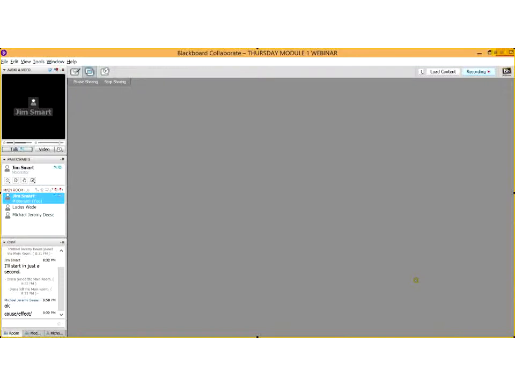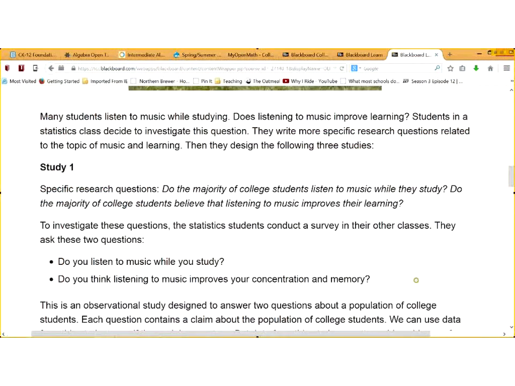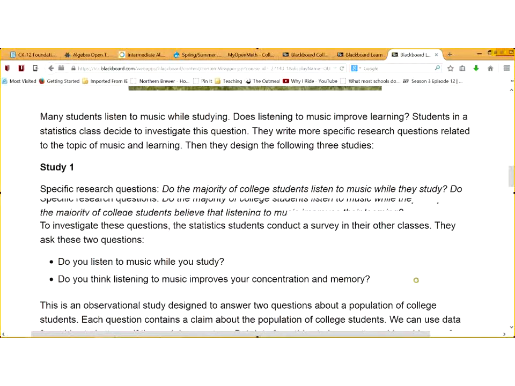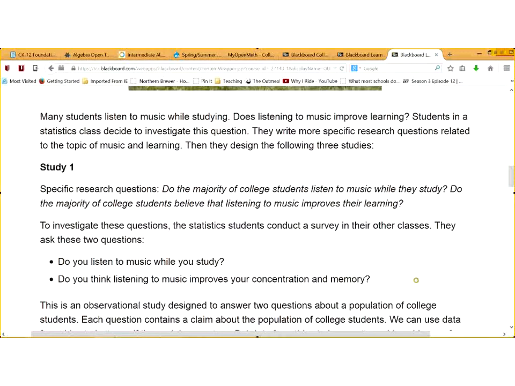Yeah, cause and effect. Let's look at the question again. Do the majority of college students listen to music? Now, forget what they were saying at the top. Look underneath study 1 here, what's in italics. These are the research questions. Do the majority of college students listen to music while they study? Do the majority of students believe that listening to music improves their learning? So these are actually questions about the population of college students. There's no cause and effect. It doesn't say, does music improve their learning? It's, do they listen to it, and do they believe that it improves their learning? Now, as you see, the second sentence in the upper paragraph is a cause and effect question, but that's not in this specific study.